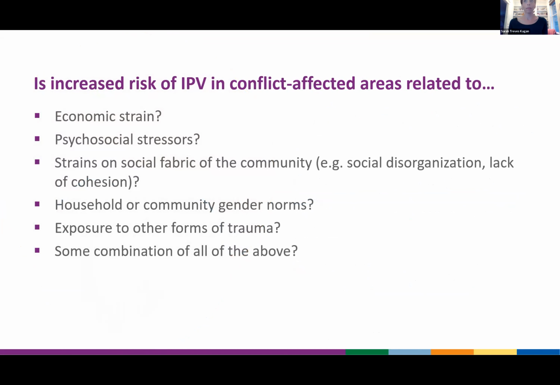And so we had to understand, why do we see increased risk of IPV in conflict affected areas? Is this related to economic strain, psychosocial stressors, strains on the social fabric of the community, household or community gender norms in this context, exposure to other forms of trauma, or some combination of all of the above?